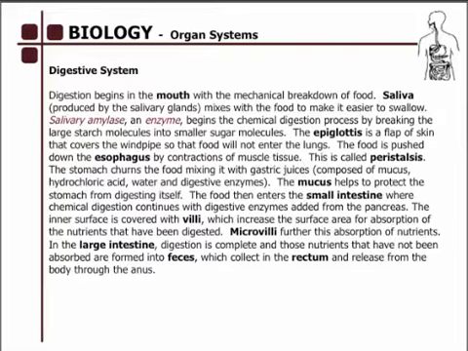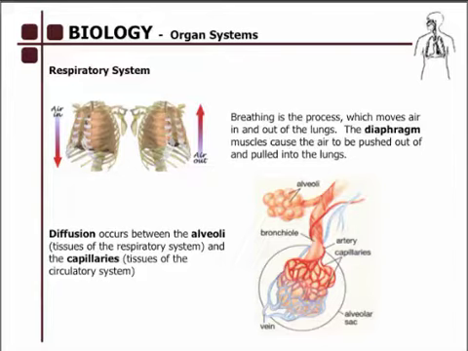Okay, so these are all of the parts that we had talked about previously. These all exist not only in our bodies but also in that snail body that we looked at. Look at the respiratory system. Breathing is a process which moves air in and out of the lungs. The diaphragm muscles cause the air to be pushed out and pulled into the lungs. Diffusion occurs between the alveoli, tissues of the respiratory system, and the capillaries, tissues of the circulatory system.